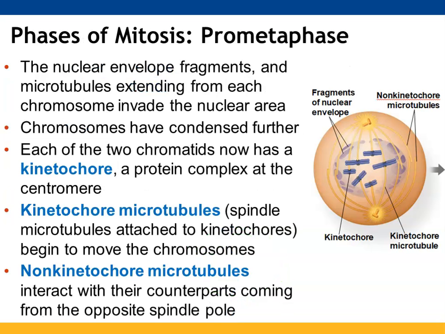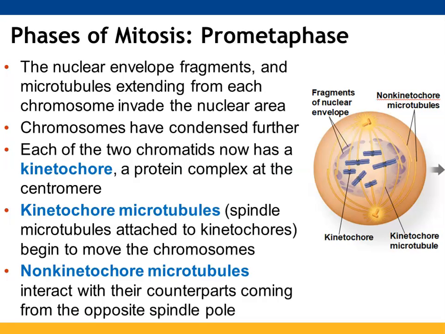So during prometaphase, the nuclear envelope starts to break down, and you will notice that microtubules are starting to enter into what was the nucleus. You can more visibly see the chromosomes, and you can see that at the centromeres on the chromosomes, there's now this protein complex known as a kinetochore. Specific microtubules will grab on to those kinetochores so that they are better able to separate the sister chromatids as the mitosis process continues.